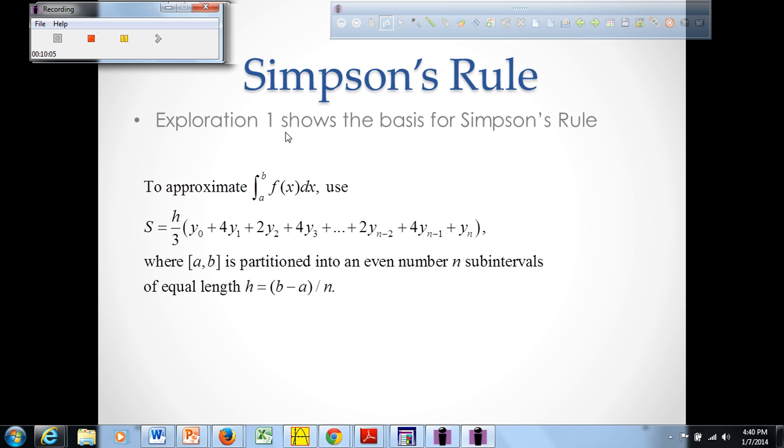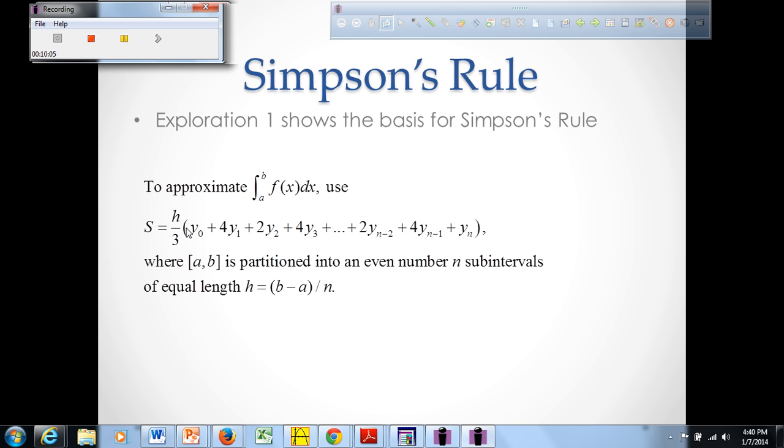What you will be doing on your own is Exploration 1 on page 313 in your book, which goes through a derivation to show where the basis of Simpson's rule comes from. So things to remember about Simpson's rule: when we talk about h in the equation, it is still b minus a over n. And our intervals are partitioned into an even number, n, of subintervals.